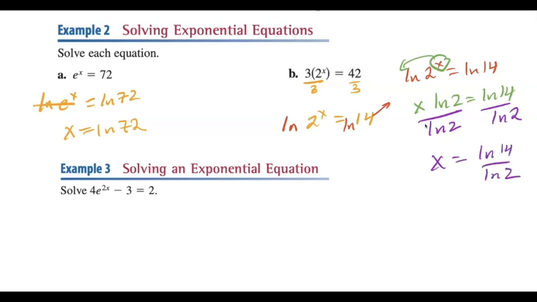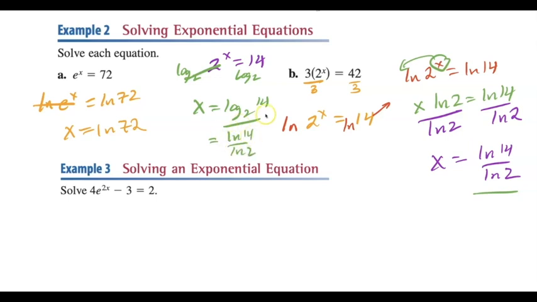Just to show you another way of doing it, we had 2 to the x equals 14. Another way you could do it is you take the log base 2 to both sides. So what happens there is 2 and 2 cancel out, you just get x. And you get x equals log base 2 of 14. And those are actually the same answer. They look different. This is log base 2 of 14, that's natural log of 14 over natural log of 2. But don't forget, change the base. You could split this to be natural log of 14 over natural log of 2, or any other base, the exact same way.